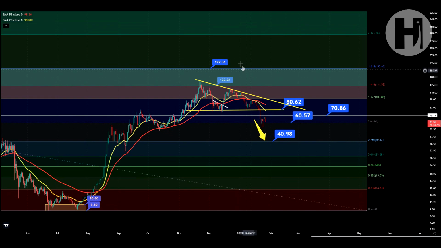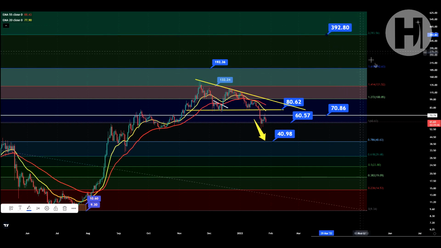And we are still targeting $192. And after that, we're targeting $393.50. That's the 1.618 and the second fib levels, respectively.